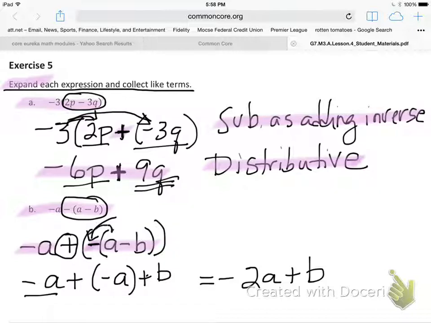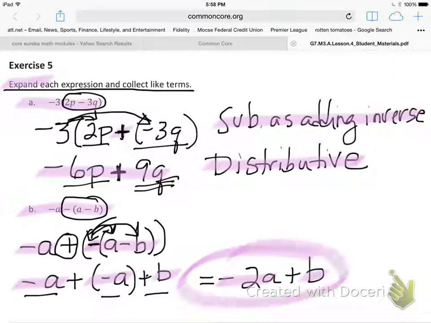So negative 1 times a is negative a, and then negative 1 times negative b is positive b, because a negative times a negative is positive. Then if I go ahead and combine like terms, which is the next thing I did, I took my negative a plus another negative a, that gave me negative 2a, and then I still have my b plus b. And that is my final answer there.